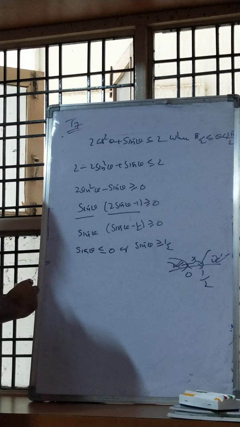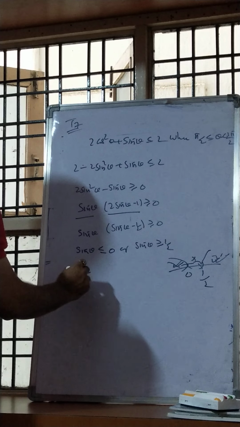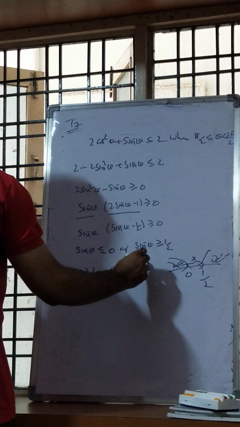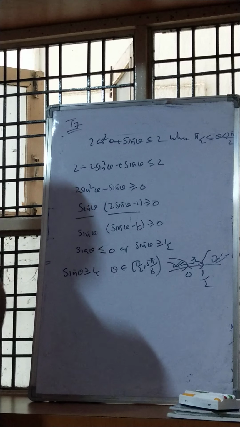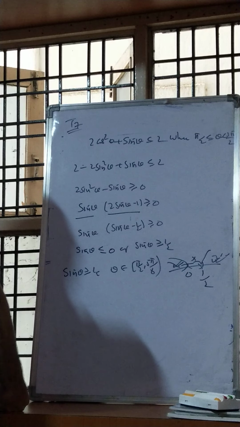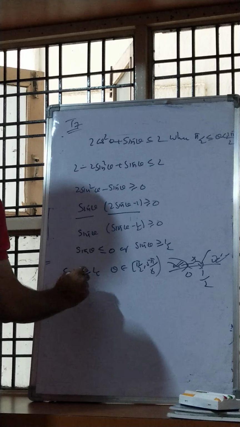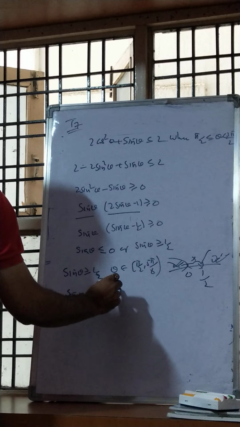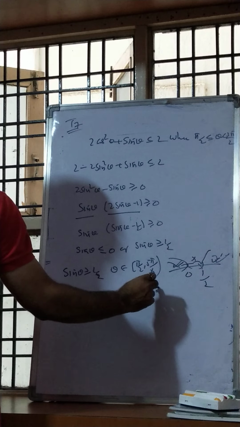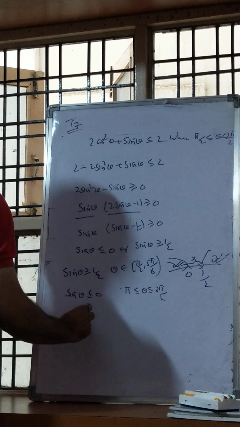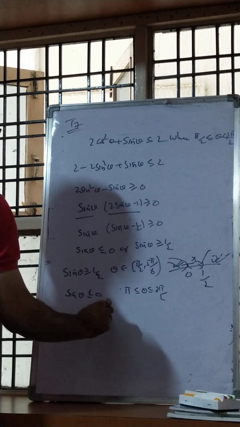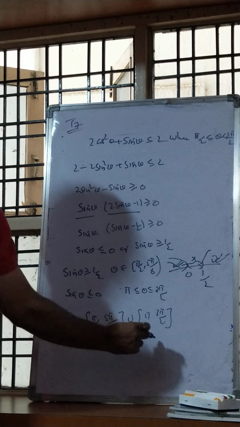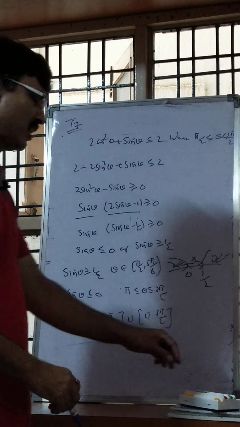So here it is very clear: sin theta greater than or equal to 1 by 2 means theta belongs to pi by 2 to 5 pi by 6. And the next one, sin theta less than or equal to 0, gives pi less than or equal to theta less than or equal to 3 pi by 2, since it is negative in the second and third quadrant. So the answer is pi by 2 to 5 pi by 6 union pi to 3 pi by 2. Be careful while drawing the diagram, you will get clarity.